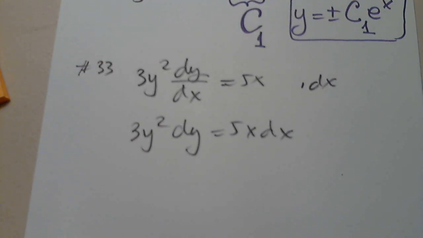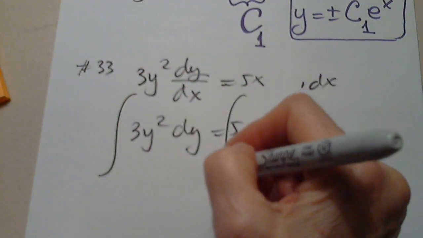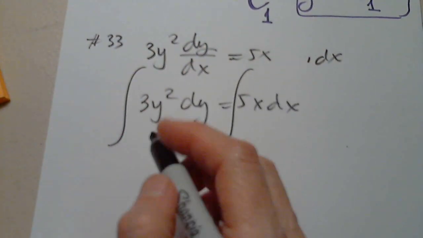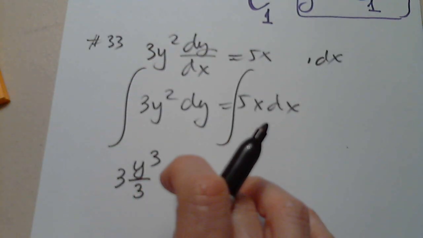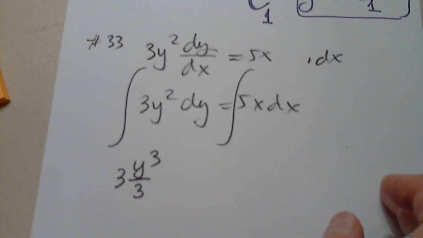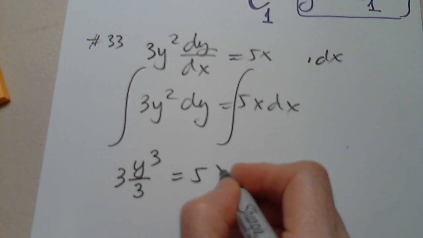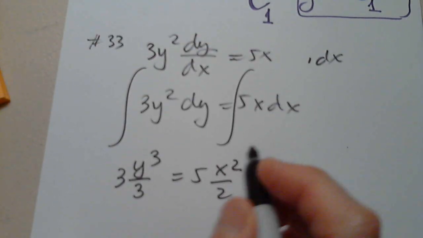Yes, they're separated. Now we are ready to integrate. The left-hand side is 3y to the third over 3. Do not put a constant here. We're going to put it on the right-hand side: 5x squared over 2 plus a constant c.